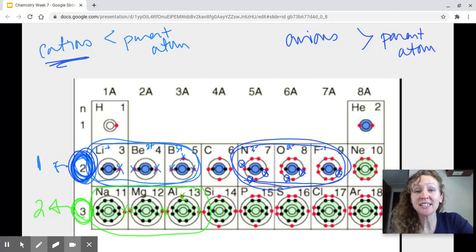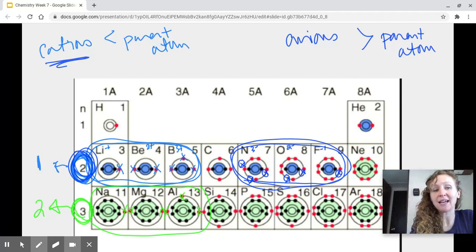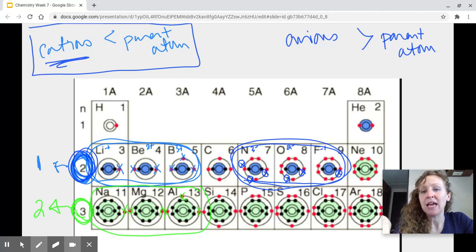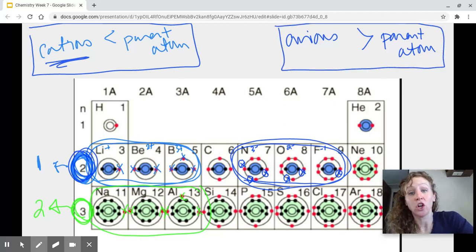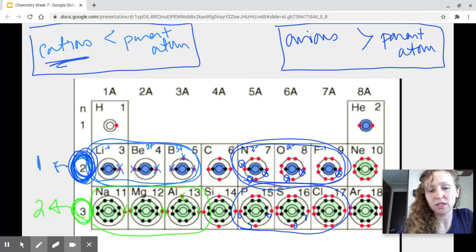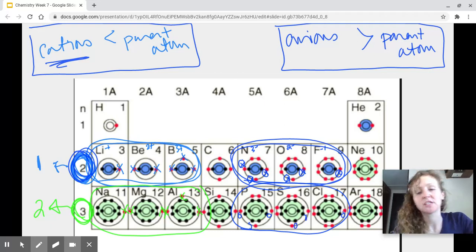Okay, so here is a break in the trend. Notice cations are going to get smaller than their parent atom. Anions are going to get bigger than their parent atom. And again, this is true for all anions, not just the anions in the 2nd period. If we look at the anions below, they do the exact same thing. Phosphorus gains 3 to fill its 3rd. Sulfur gains 2 to fill its 3rd. Chlorine gains 1 to fill its 3rd.